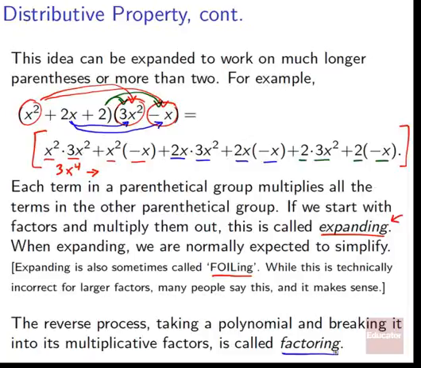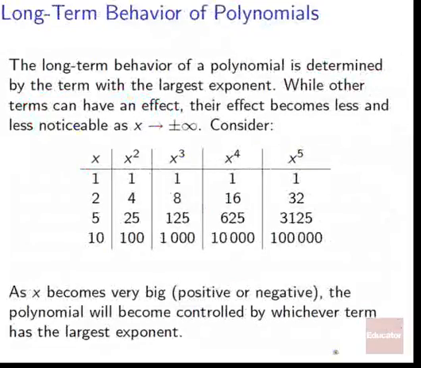So when we have this large general form polynomial and we break it into those pieces, like the quantity x squared plus 2x plus 2, and then the quantity 3x squared minus x, that's breaking it into the multiplicative factors, so we call it factoring. The long-term behavior of a polynomial is determined by the term that has the largest exponent. Other terms can have an effect, but their effect will become less and less noticeable as x approaches either positive or negative infinity. Basically, as x goes very far in either direction, to the right or to the left, the polynomial will be controlled by whichever exponent is largest, the term that has the largest exponent.